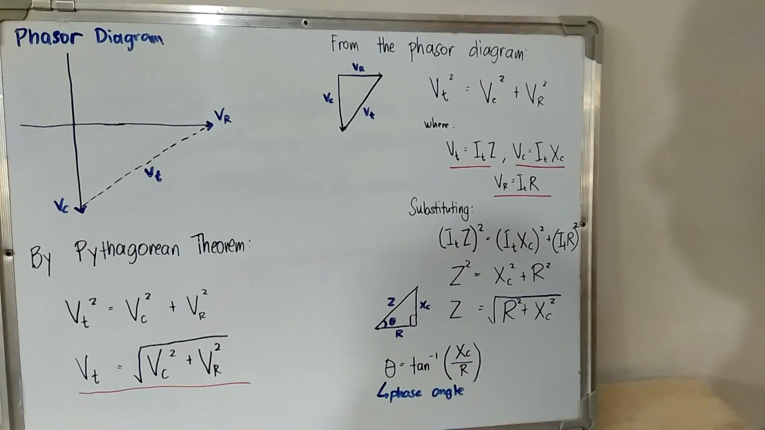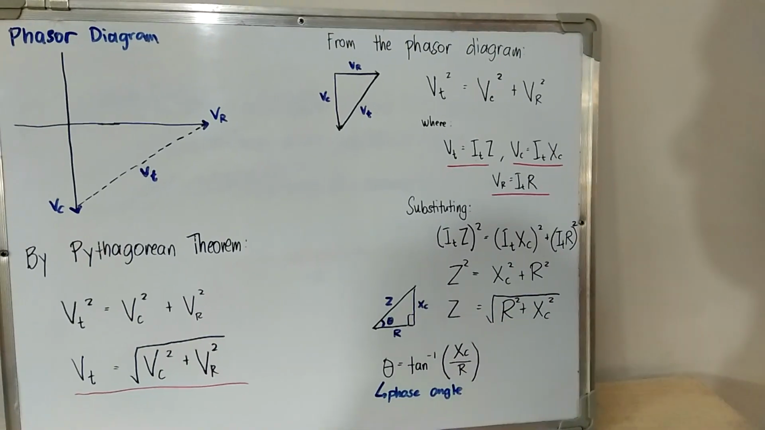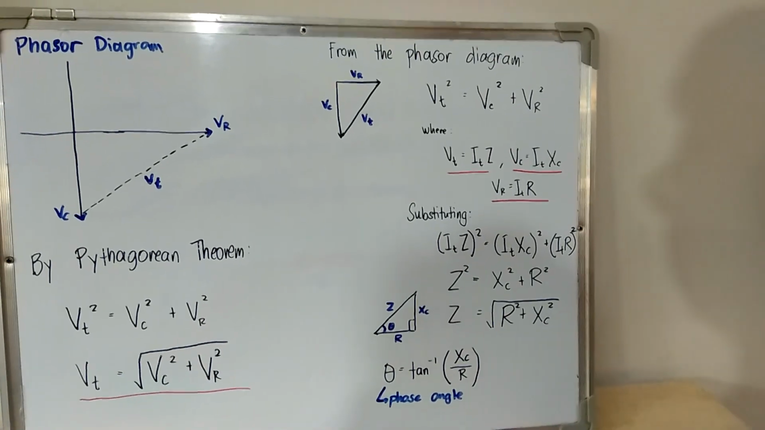And getting the square root of both sides, we get z is equal to the square root of r squared plus x sub c squared.